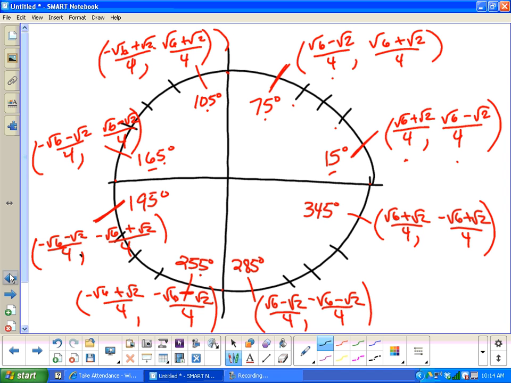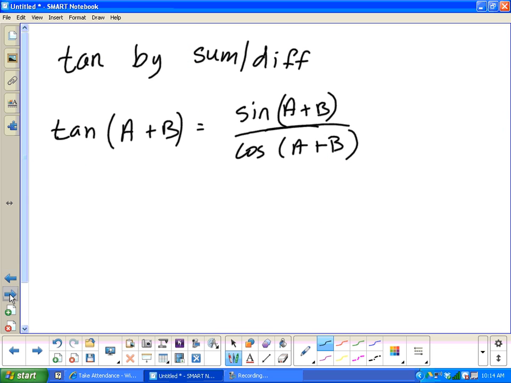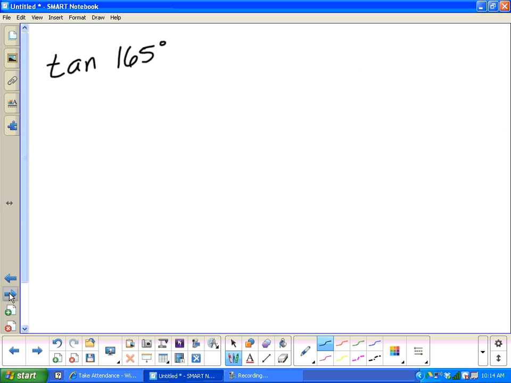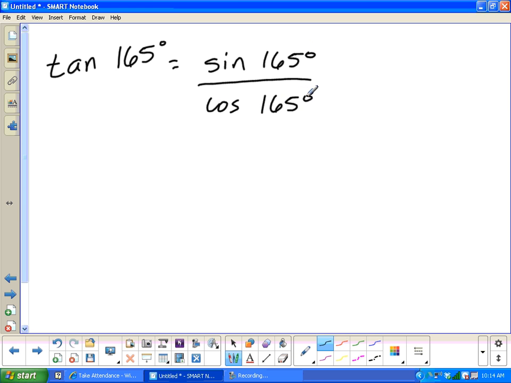Here's ultimately what I'm going to do for you. On the test, if I ask you for the tangent of 165, I would previously ask you for the sine of 165 and the cosine of 165, so you could already have them to get there. So let's look back. Let me write it out this way: the sine of 165 over the cosine of 165.